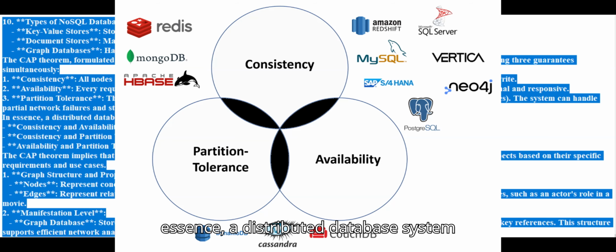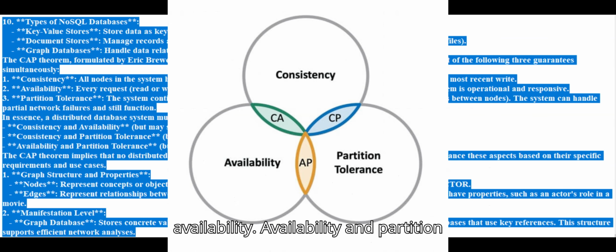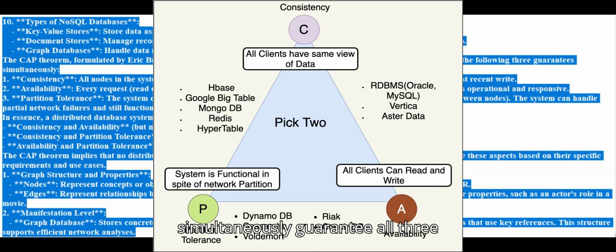In essence, a distributed database system must choose between consistency and availability, but may sacrifice partition tolerance. Consistency and partition tolerance, but may sacrifice availability. Availability and partition tolerance, but may sacrifice consistency. The CAP theorem implies that no distributed system can simultaneously guarantee all three properties. Systems must balance these aspects based on their specific requirements and use cases.